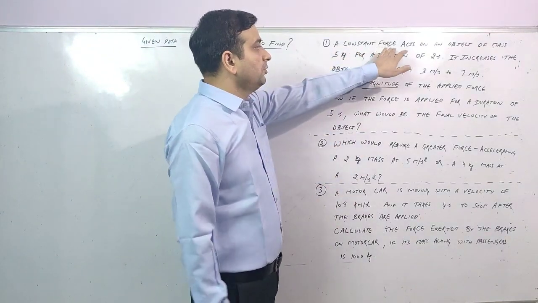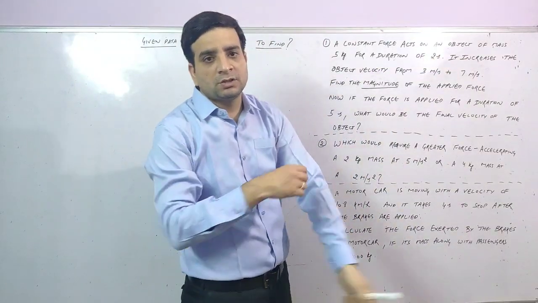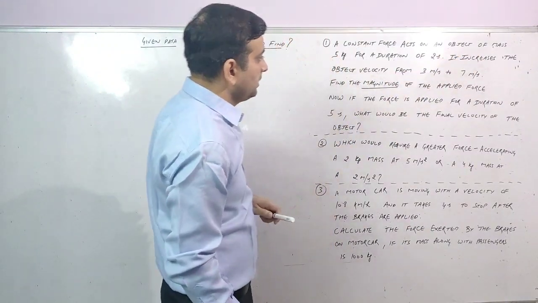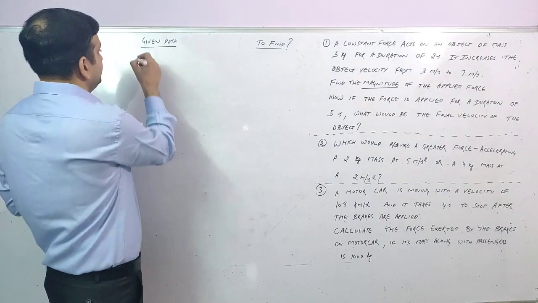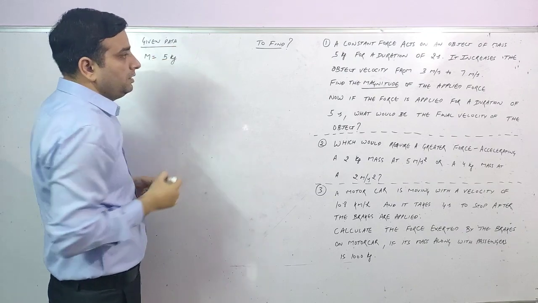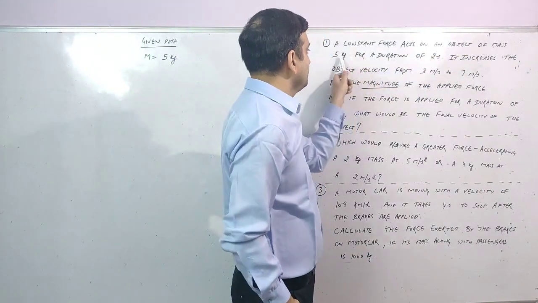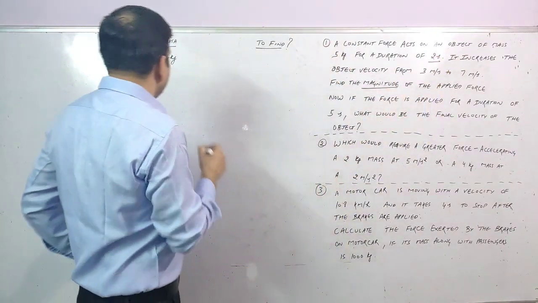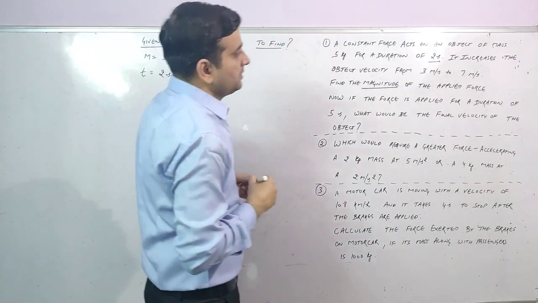A constant force acts on an object, the value of the force does not change, of a mass 5 kilogram. So up to this point, what is given? Mass, which is 5 kilogram. So a constant force acts on an object of mass 5 kg for a duration of 2 seconds. The second parameter which is given is time, 2 seconds.